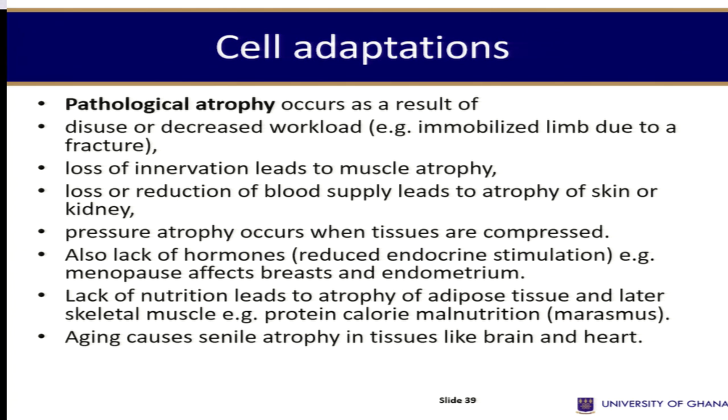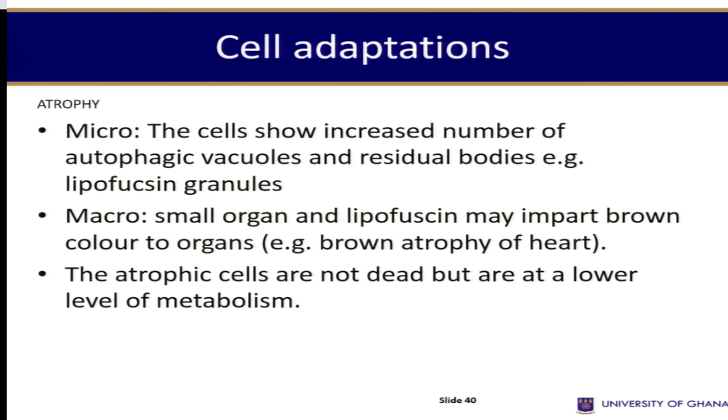If you have reduction in blood supply, the kidney or skin may become atrophic and smaller. Then there's pressure atrophy, where something is pressing on a part of the body. There will be atrophy of that part. When you lack nutrition or hormones, you also can have atrophy. And then with aging, you have senile atrophy.